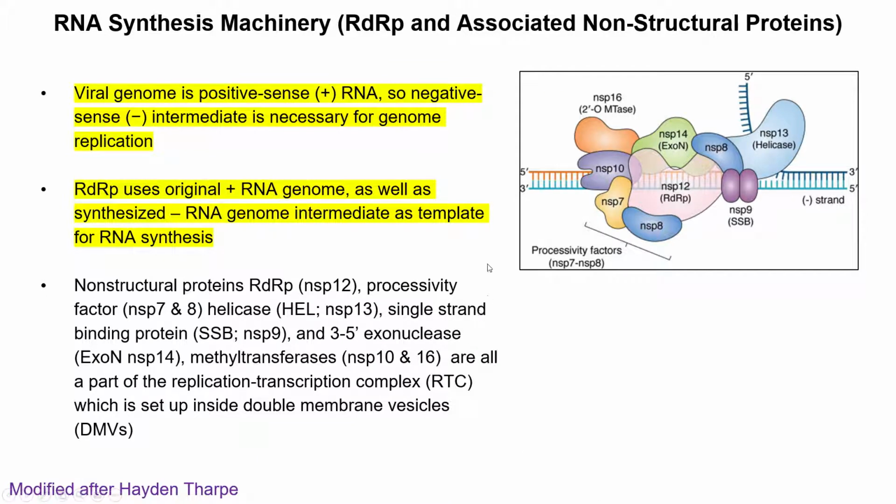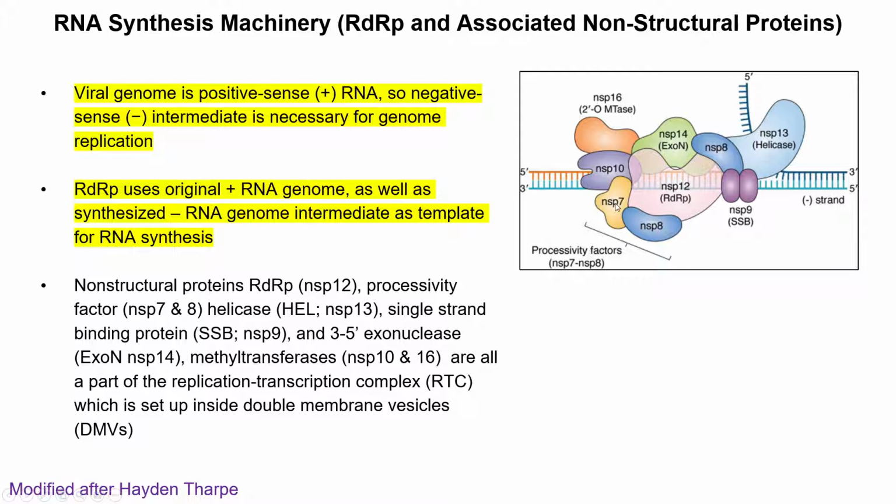So the next part is looking at the overall machinery of the RDRP and associated non-structural proteins. And just remember some of the key things. The viral genome is positive-sense RNA, so it must make a negative-sense intermediate for genome replication. And this is true for mRNA synthesis as well. So right here, you can see that NSP12 is the RDRP. We are constantly talking about it, and here you have NSP7 and 8. Only two of them are shown, but just remember that it is a multimeric protein.